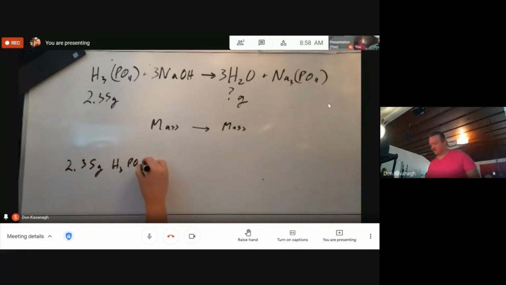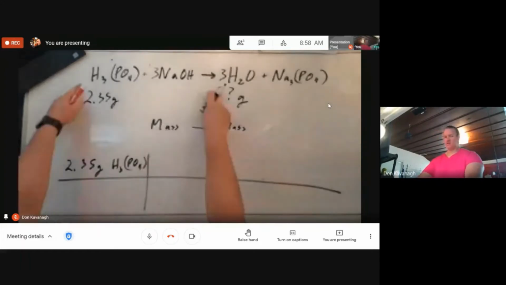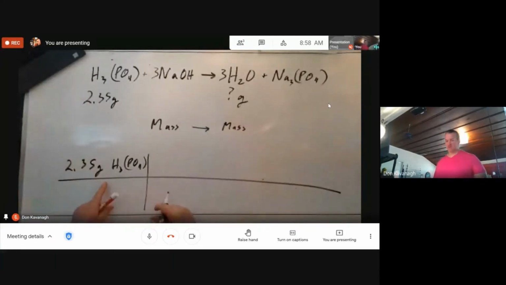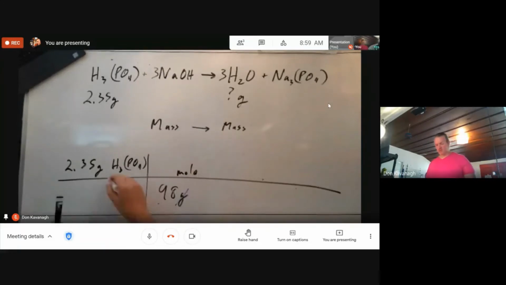Now before we compare the ratios from the balanced chemical reaction, we have to figure out how many moles this is, because you can't compare grams to grams of chemicals to one another from the balanced chemical reaction. So to convert this to moles, we look up the molecular weight off the periodic table by adding up each of the individual atoms, and we get 98 grams per mole. And we flop that into our scaffold so that the grams cancel. And then here we have the moles of phosphoric acid is what would be calculated here.